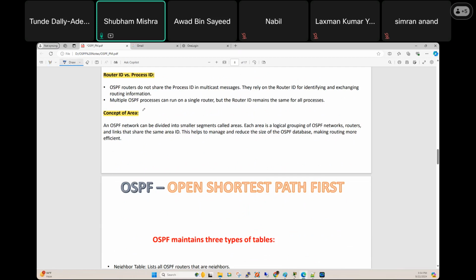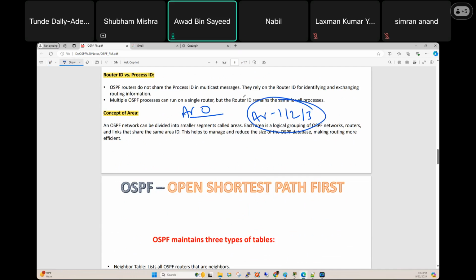Area 0 is known as backbone. And other than area 0, for example area 1, area 2, area 3, those are called non-backbone. Getting my point? On the basis of area, how many types of router are there? I already told you. First one is backbone router. Backbone router means all the interfaces are present in area 0. Non-backbone router means, tell me guys, all interfaces are in another area.